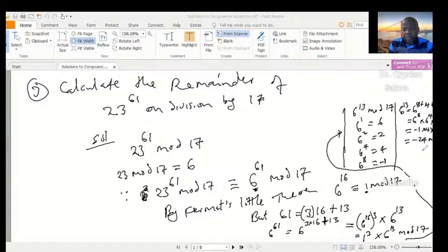So I ask myself, if 17 were to go into negative 24, what would be the remainder? The remainder would be 10. So 10 is the remainder if I took 23 raised to 61 and then divided the result by 17. And I've used Fermat's little theorem. Let me use Euler's theorem and see what I get.